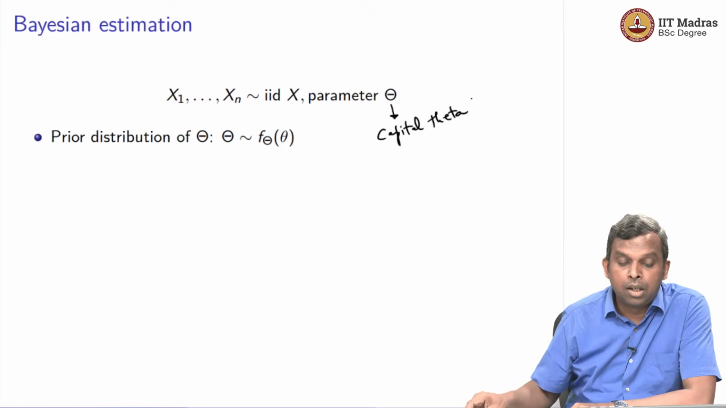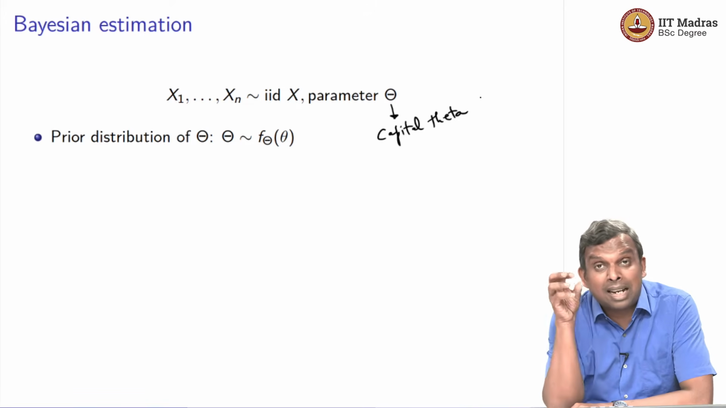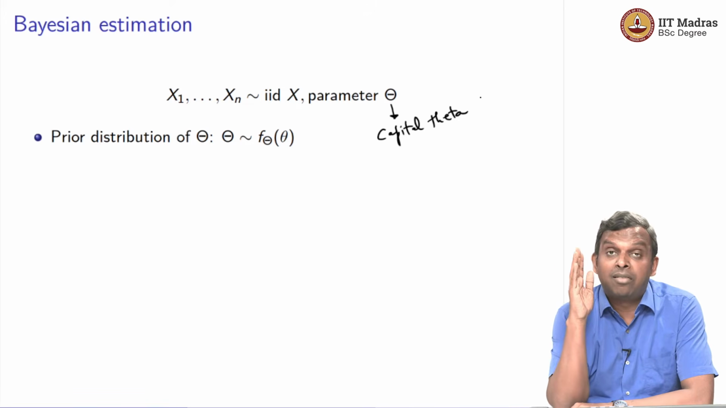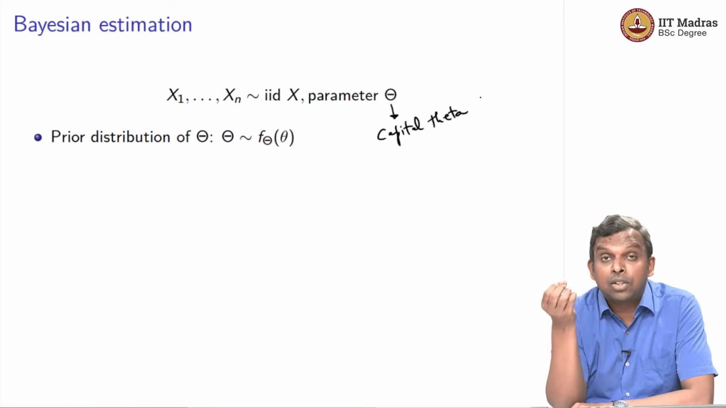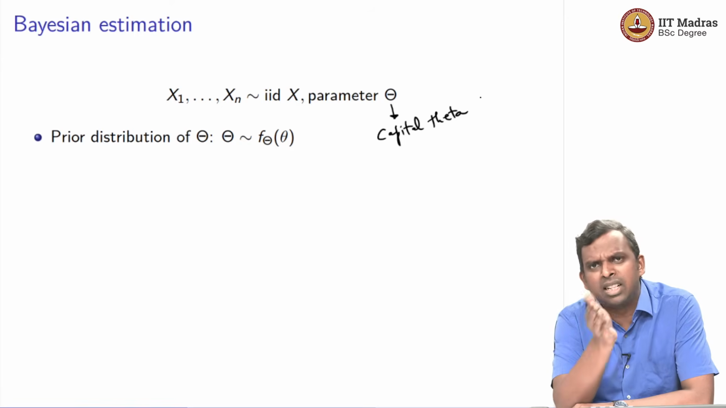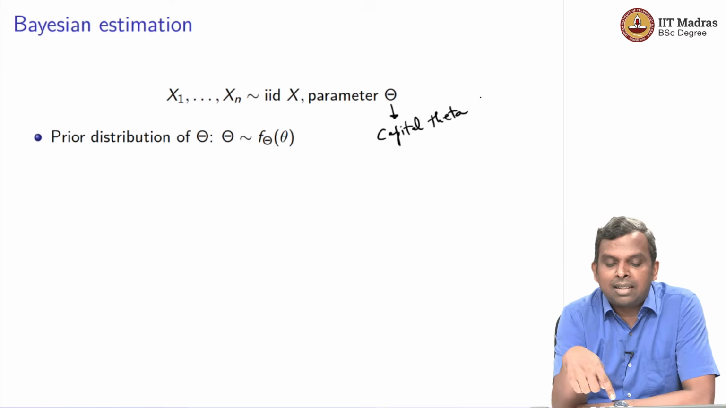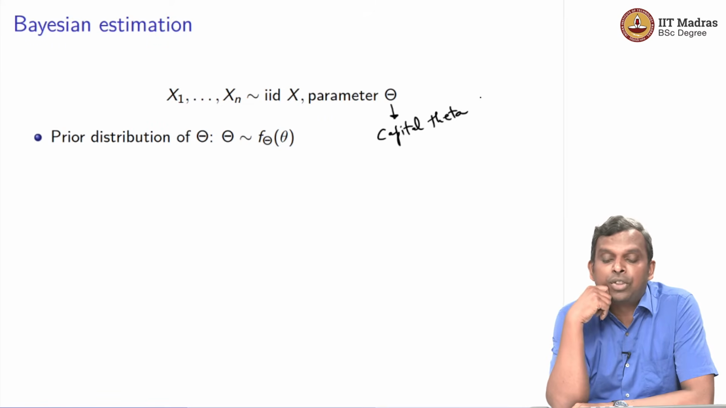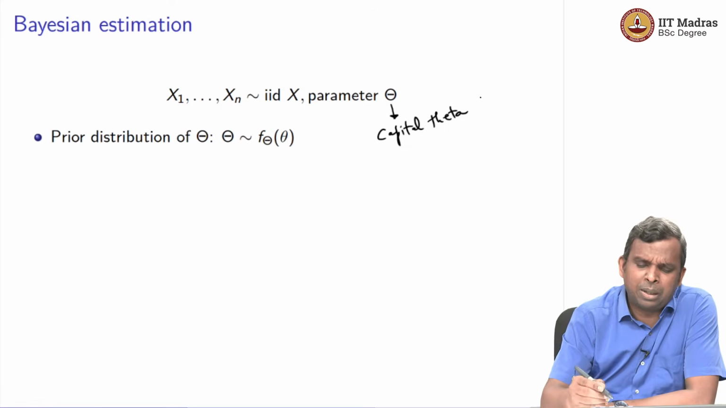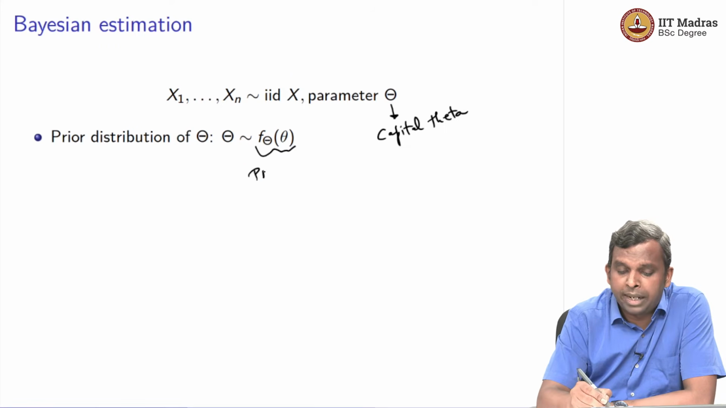Okay. Now, this capital theta is a random variable. It's going to have its own distribution, and that's called the prior distribution. Okay, so the prior distribution of theta. Prior in some sense is before, earlier. Okay, so prior distribution of theta, and this theta will have some distribution. I'll say it's described by f theta of theta. This could be a PMF or a PDF.